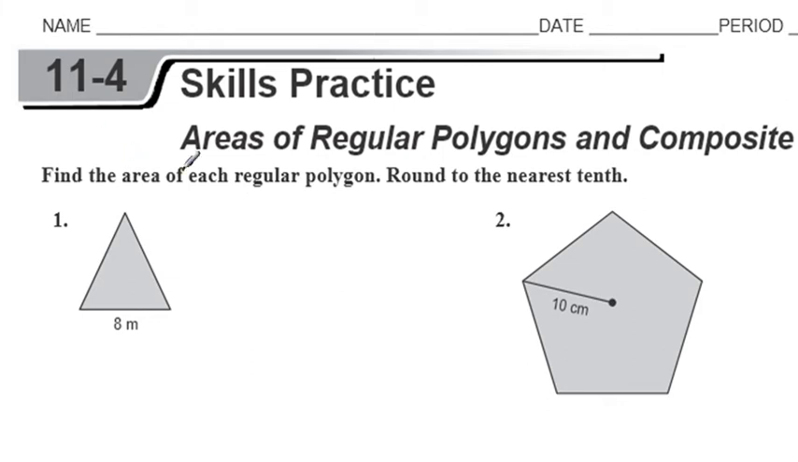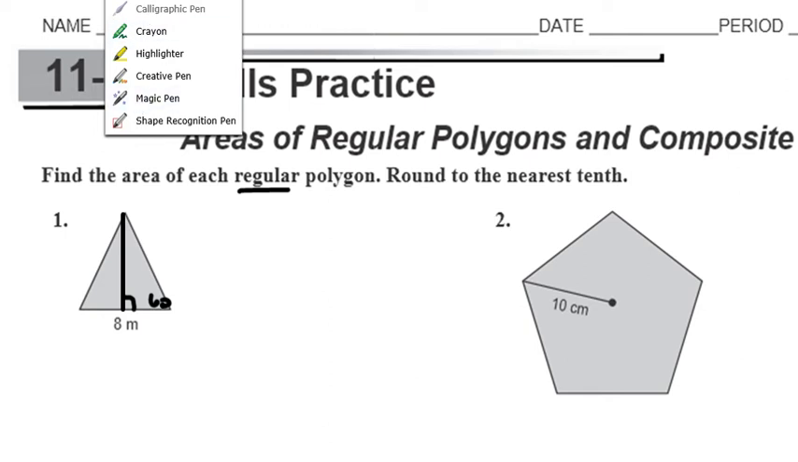Okay, number one is asking us for the area of each regular polygon. If this is a regular triangle, we were first going to have to figure out what the height is. So we're going to have to draw an altitude, and that will create a right angle here. And we need to figure out what one of the interior angles of the triangle is. So if it's a regular triangle, it's an equilateral triangle, so one of the interior angles is 60 degrees.